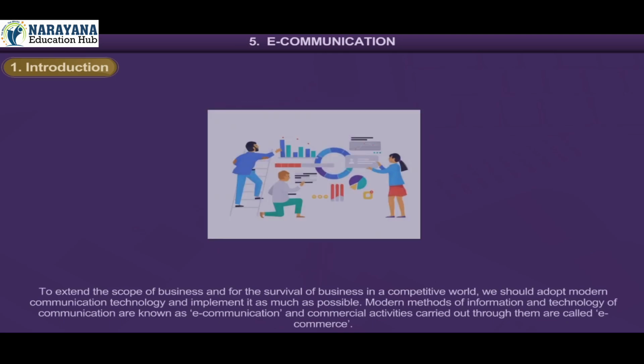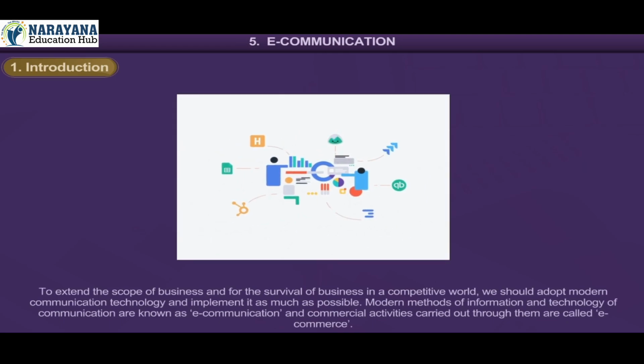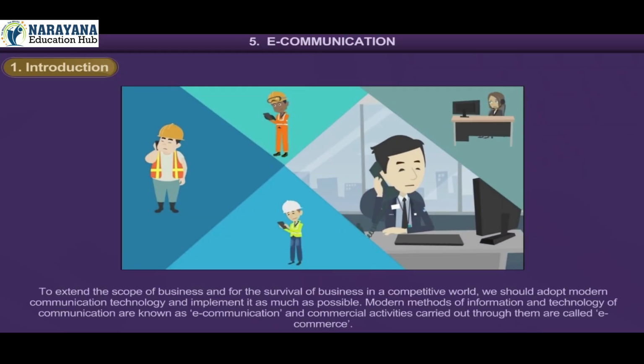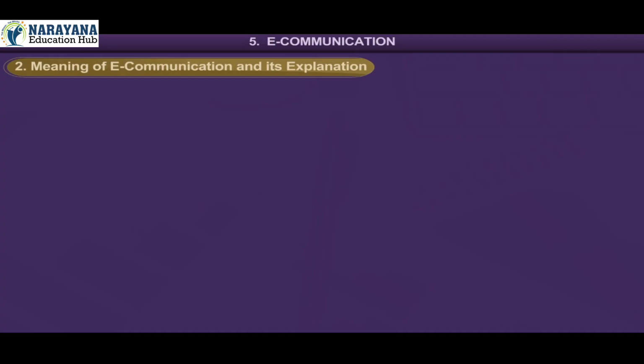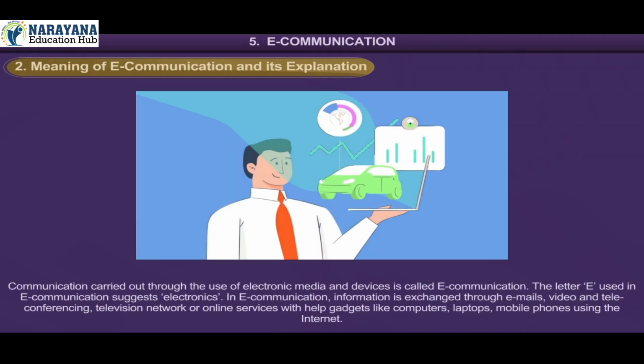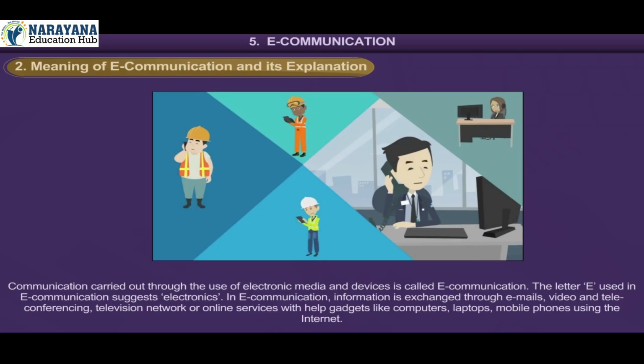Modern methods of information and technology of communication are known as e-communication, and commercial activities carried out through them are called e-commerce. Number 2. Meaning of e-communication and its explanation. Communication carried out through the use of electronic media and devices is called e-communication. The letter E used in e-communication suggests electronics. In e-communication, information is exchanged through emails, video and teleconferencing, television network, or online services with the help of gadgets like computers, laptops, mobile phones using the internet.